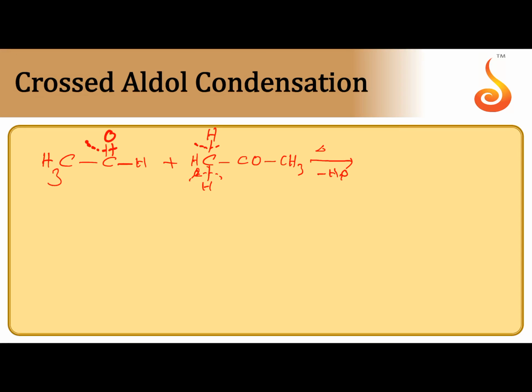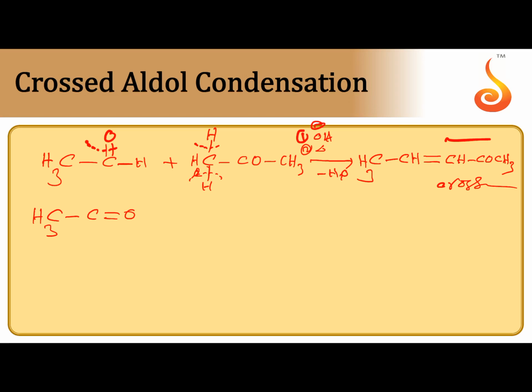So totally, for the condensed product, base followed by heating, condensation takes place. So directly we can write the product: CH3CH in place of double bond O. You connect the carbonyl carbon to the alpha carbon of the next molecule through a double bond. This is the crossed condensed product. This is the crossed product.